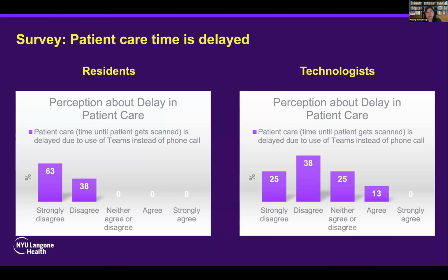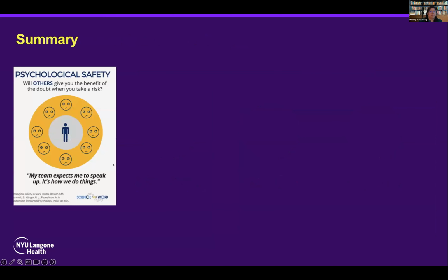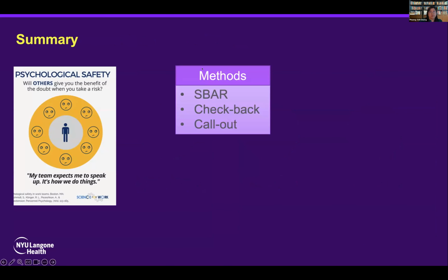So in summary, communicating effectively means making it complete, concise, clear and timely, and building in psychological safety in your team, so that there's an understanding that when people bring things up, it's well received. Then there are the different methods, or different strategies, for communicating in different situations.